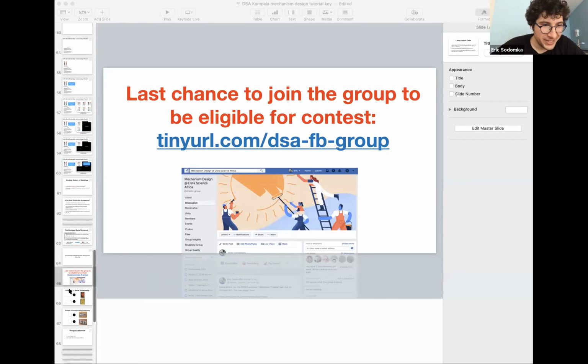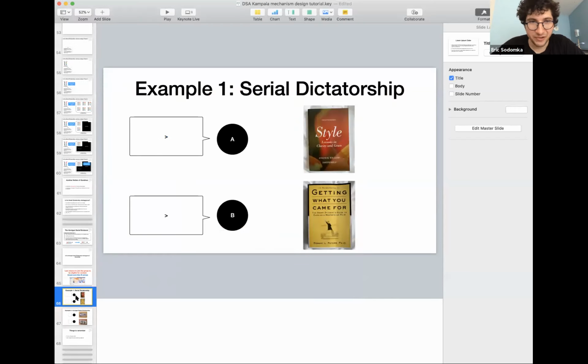While they're hopefully getting prepared, I'll explain what's going on. We're going to actually run two mechanisms, serial dictatorship and the abridged serial dictatorship. We're going to have two people, A and B, and two books, book 1 and book 2. Book 1 is a book on writing.